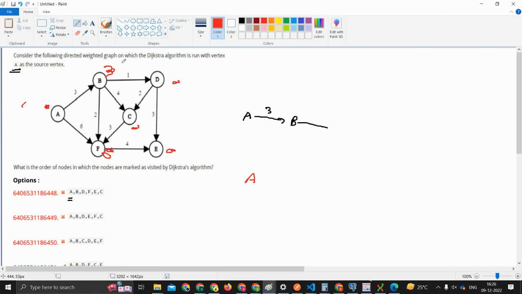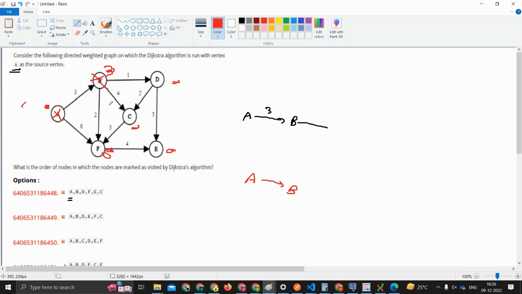Among the two we can visit, which is the smallest? B, which is 3. So you go to B, and 3 is visited. I'm going to cross the visited vertices.